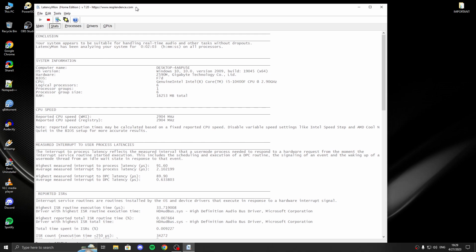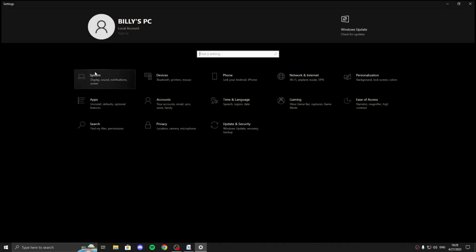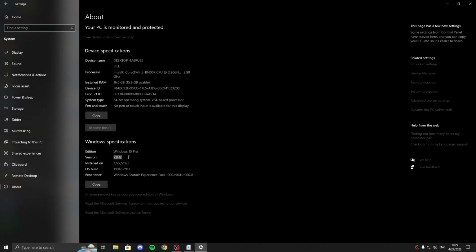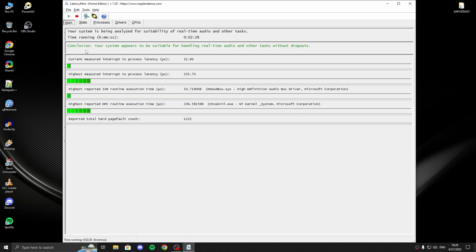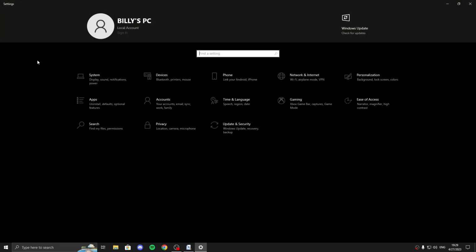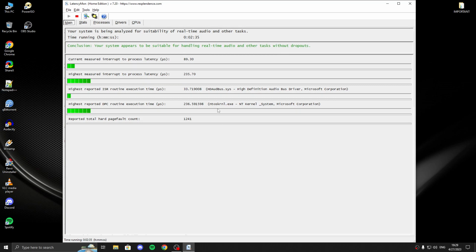As you see, I have the default operating system, and I have finished the updates, the same as on the day that I installed the operating system. Now the latency is really high. Basically, we have high latency on the highest process and highest DPC. Let's see the page faults. Of course, we have this issue because I opened this tab during the test, so it's normal.